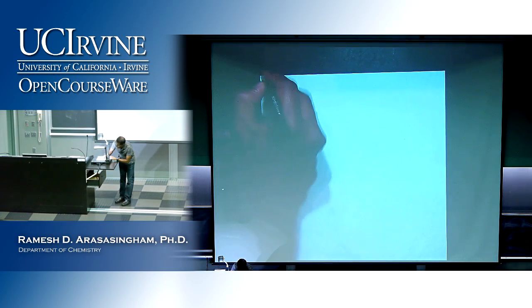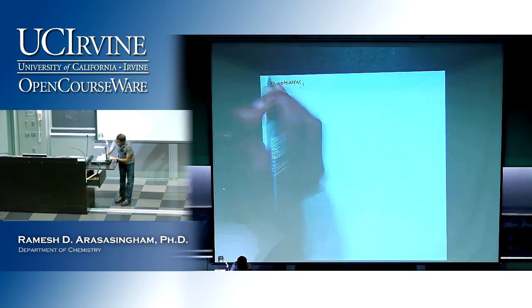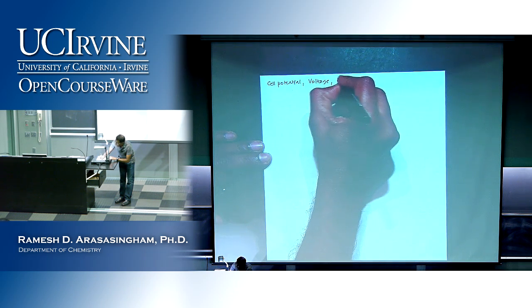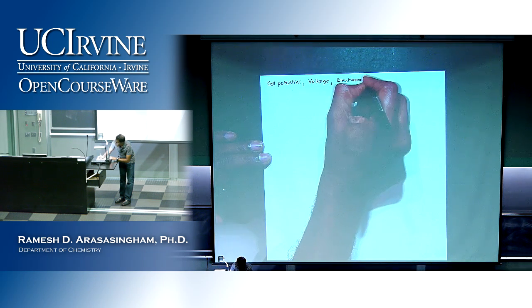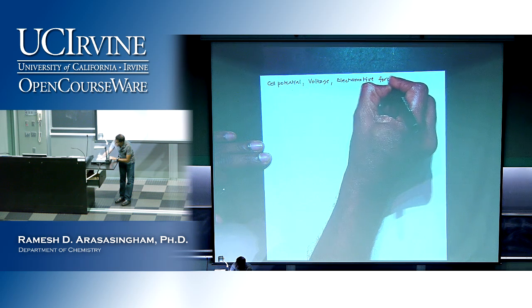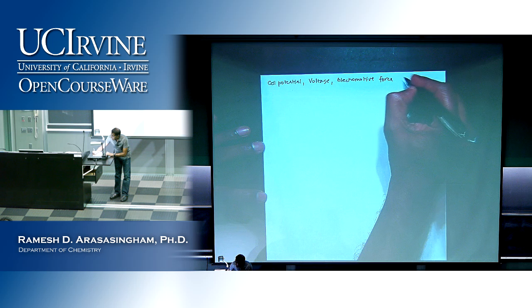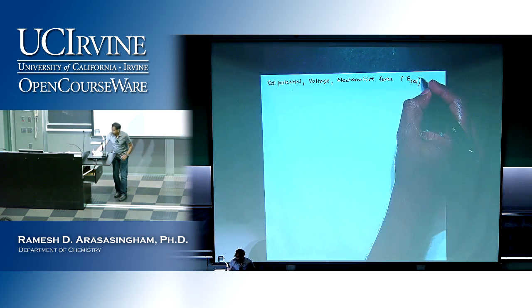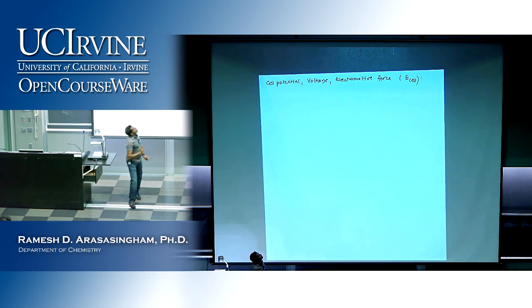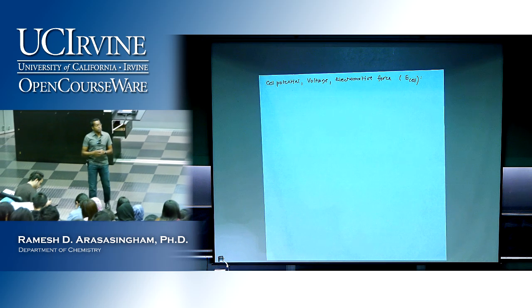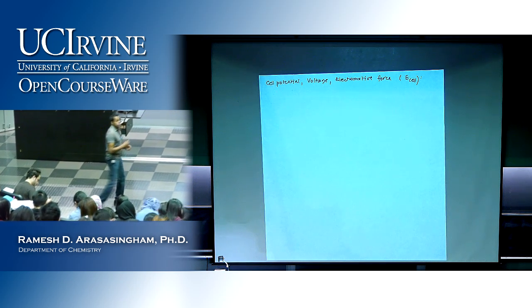So we're going to look at cell potential, voltage, or electromotive force. All right, all 3 terms mean the same thing. And the symbol that we're going to use is E. So we're going to use the symbol E subscript cell, and this refers to the cell potential or voltage or electromotive force.